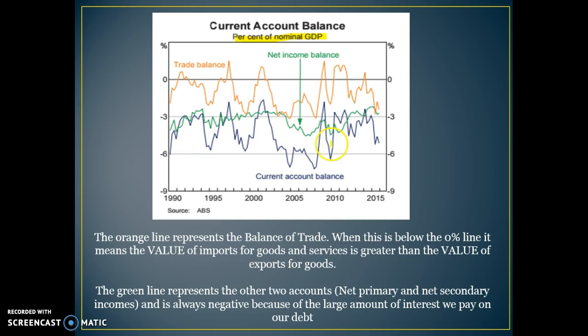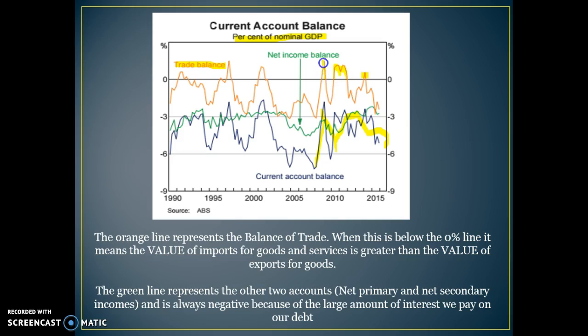So the blue line represents the total current account balance, which basically means that we're hovering around a current account deficit between 3 and 6% of our total GDP. You can see with the trade balance, so the orange one is the trade balance, that's representing the difference in the value between exports and imports. So it's just a fancy way of saying what's the difference between the total amount we're exporting and what we're importing. And as you can see, as a nation, we generally import more than we export.